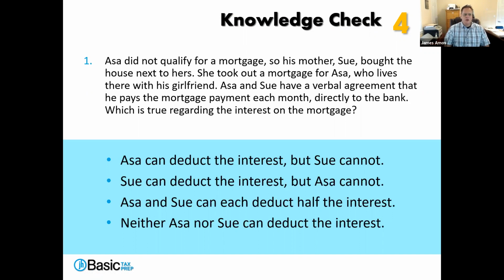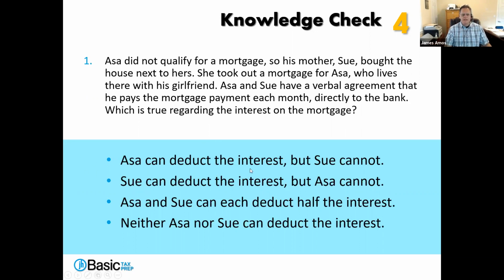Asa did not qualify for a mortgage, so his mother, Sue, bought the house next to hers. She took out a mortgage for Asa, who lives there with his girlfriend. Asa and Sue have a verbal agreement that he pays the mortgage payment each month directly to the bank. So the question is, which is true regarding the interest on the mortgage? So let's go through this one together.